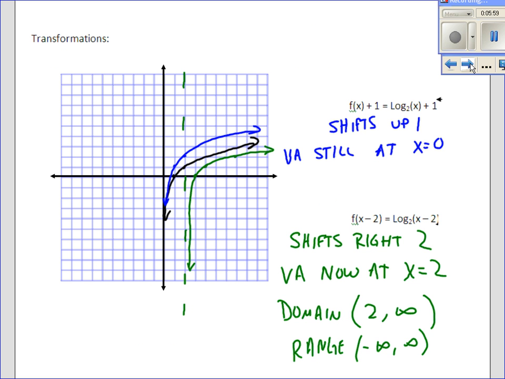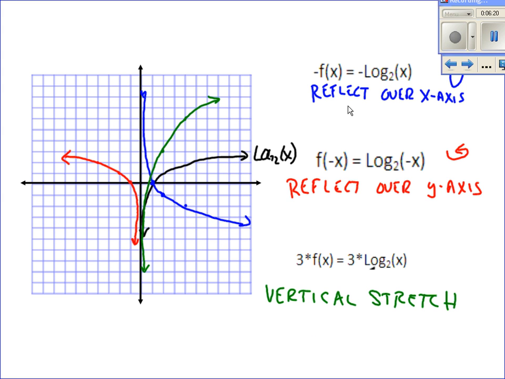We can do transformations once we have an idea what the basic function looks like. So f of x plus 1, add 1, shifts the graph up 1. Log base 2 of x minus 2 is going to shift the graph right 2, which is going to shift the vertical asymptote. It's now at x equals 2, and that's going to change my domain. Reflecting over the x-axis would be my blue line here. The red one is reflecting over the y-axis, f of negative x. And then my vertical stretch right there.